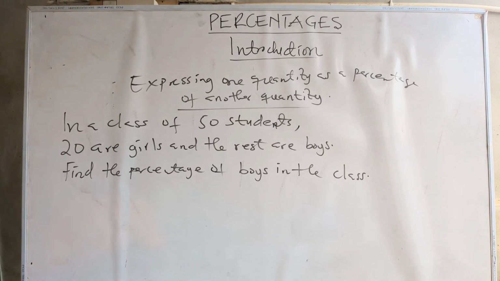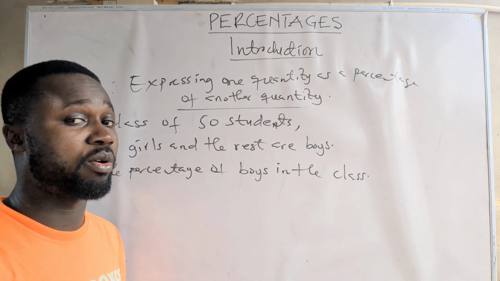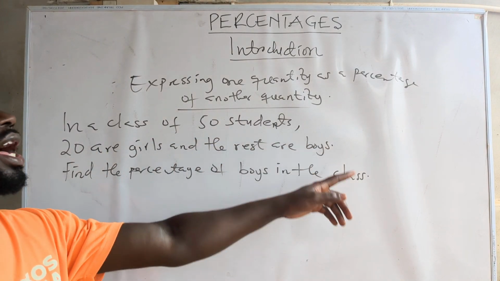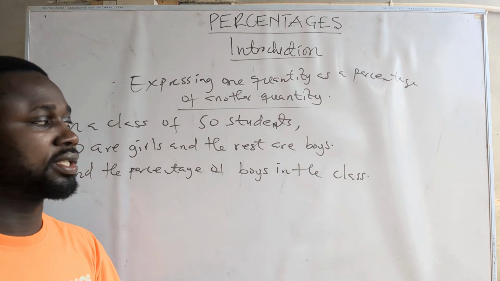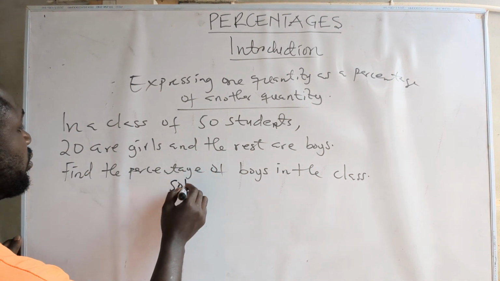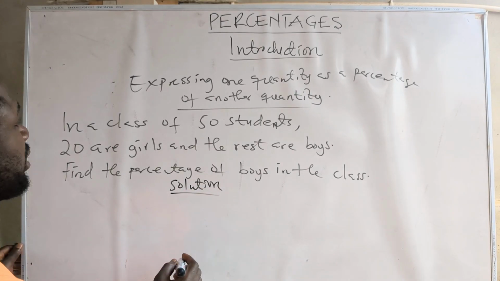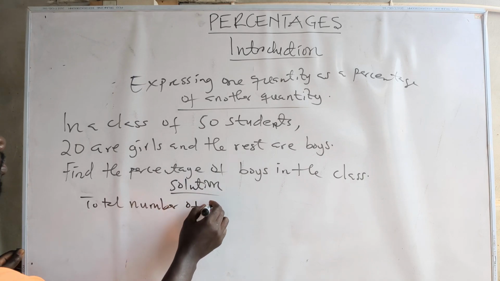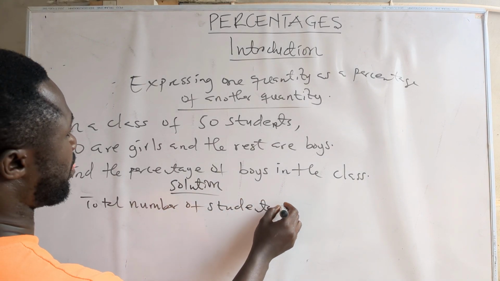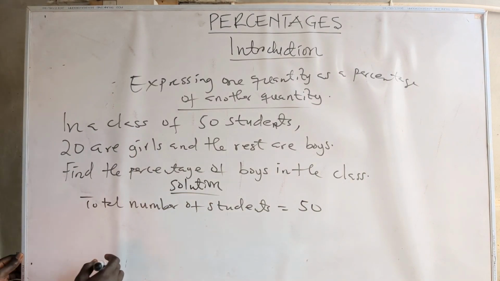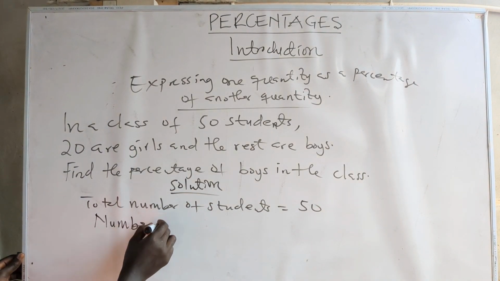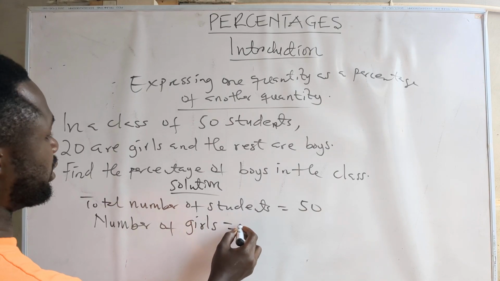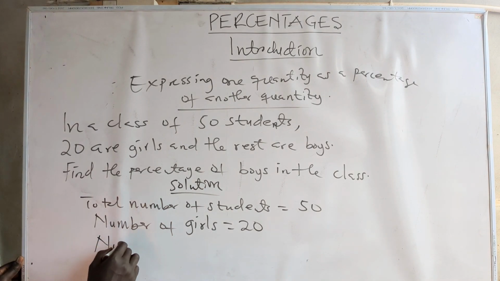So we are expressing the percentage of boys to the total number of students in the class. Alright. In a class of 50 students, 20 are girls and the rest are boys. Find the percentage of boys in the class. Okay. So let's see how we find the percentage of boys. How many students? Total number of students is what? 50. Number of girls is 20.